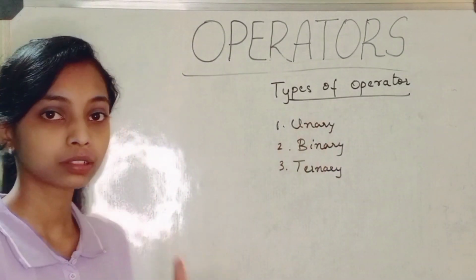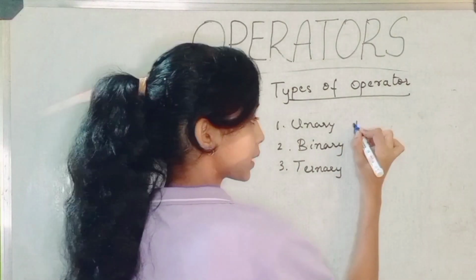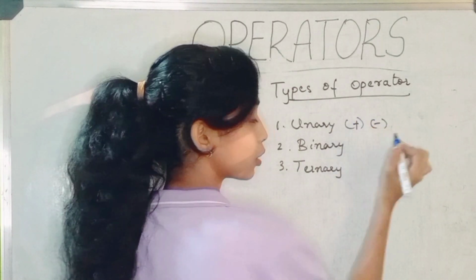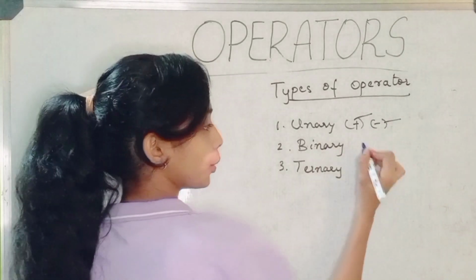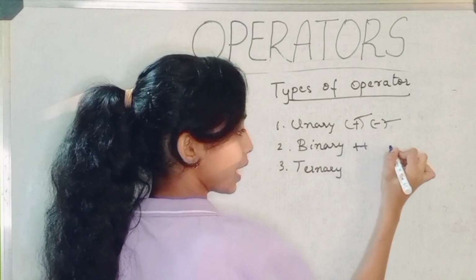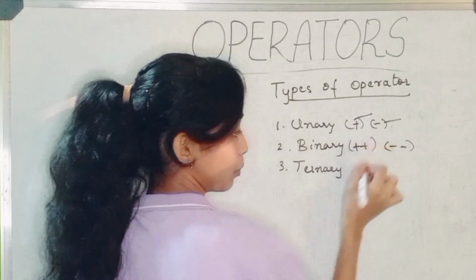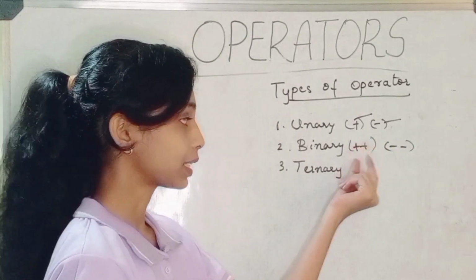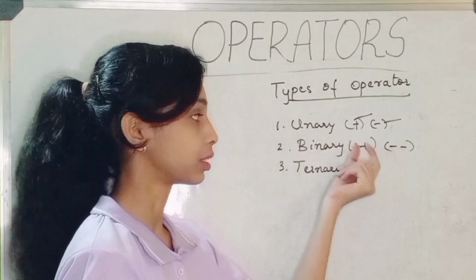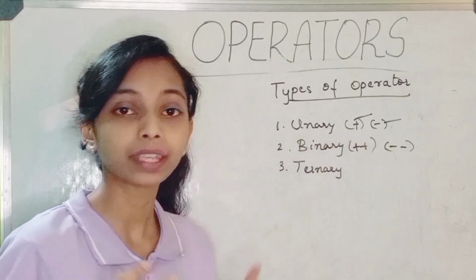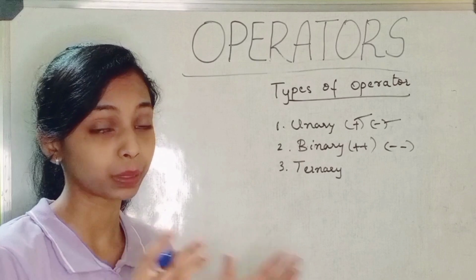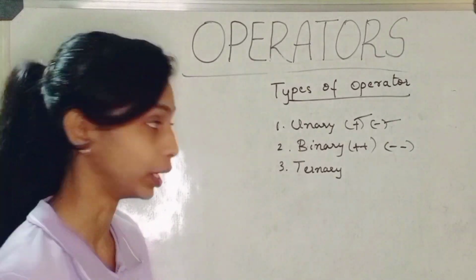The unary operators can be like plus, minus. This plus and minus are called unary plus and unary minus. And in the binary operator we have plus plus and minus minus, which will perform the same operation, but plus plus and minus minus are called the increment and decrement, prefix and postfix. How we can call it increment, decrement, prefix and postfix, I'll tell you later.